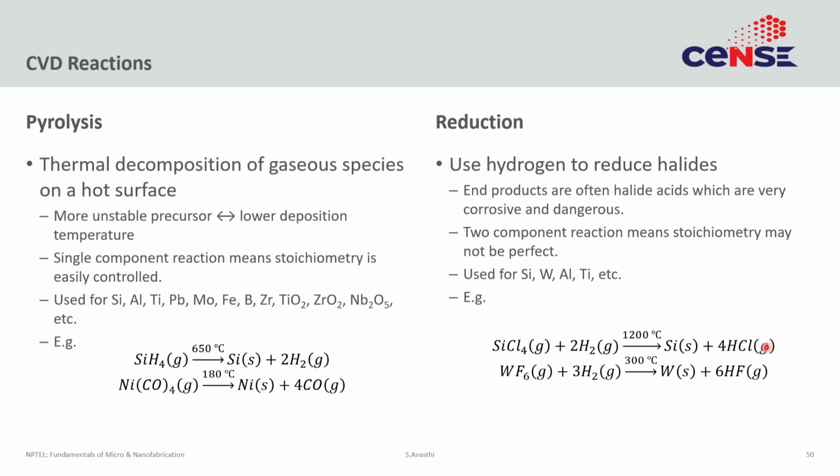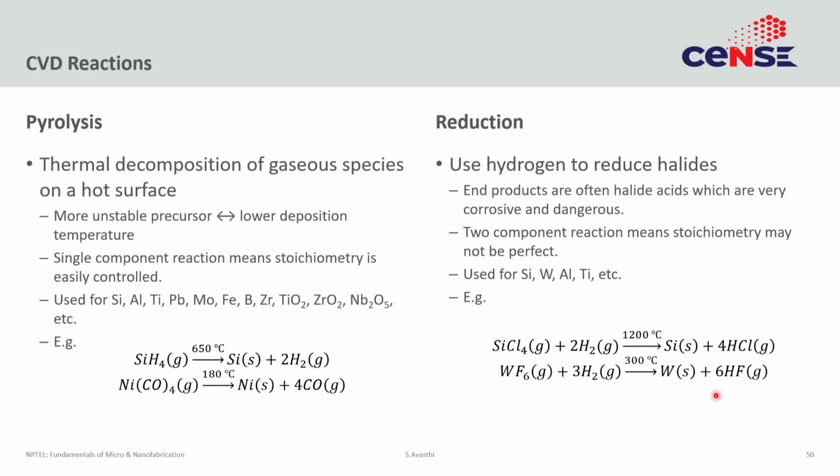The disadvantage of, or rather something to take care about with this technique is that often these tend to be halides, which means that the byproduct that is formed is a halide acid, HCl or HF. Halide acids are very aggressive, they are very corrosive, and are also hazardous gases. So, you have to be a little careful in designing a reactor that does this.